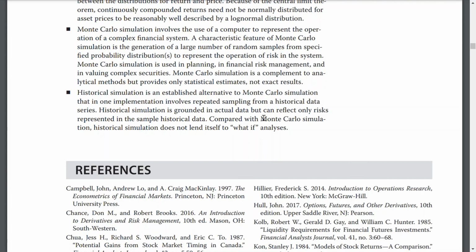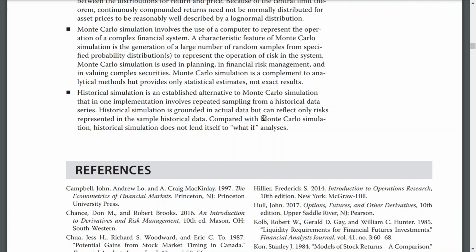Historical simulation is an established alternative to Monte Carlo simulation. That is, one implementation involves repeated samples from the historical data series. Historical simulation is grounded in actual data, but can reflect only risk represented in the sample historical data. Compared with Monte Carlo simulation, historical simulation does not lend itself to what-if analysis.